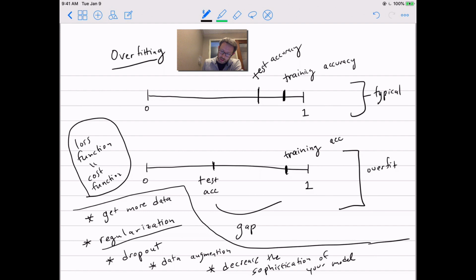And so when I say decrease the sophistication of the model, what I mean is try to go for Occam's razor. Try to look for simple patterns, because simple patterns tend to generalize better. Okay, so that's a little bit about overfitting.